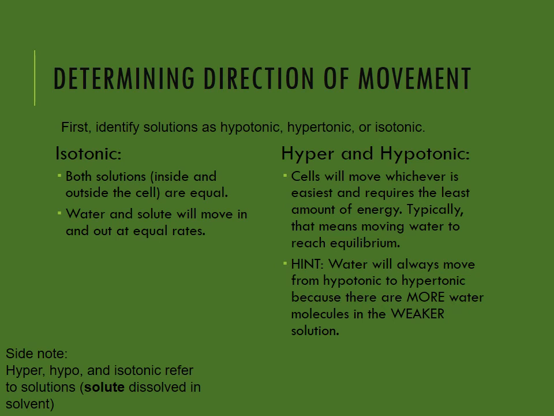So let's look at isotonic. When two environments are isotonic, that means the total concentration of dissolved substance on the inside and outside is the same. So when cells are in an isotonic solution, the movement of water in and out of the cell is exactly the same by measure. You have an equal amount of water and solutes moving in and out of the cell at the same rate.